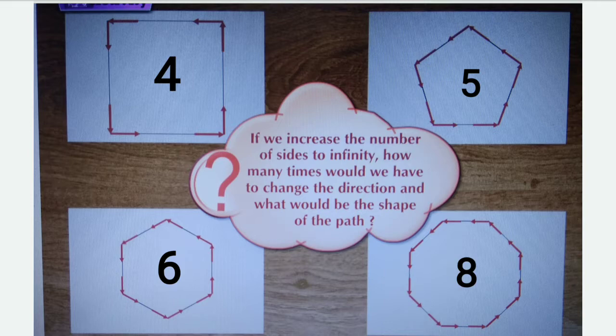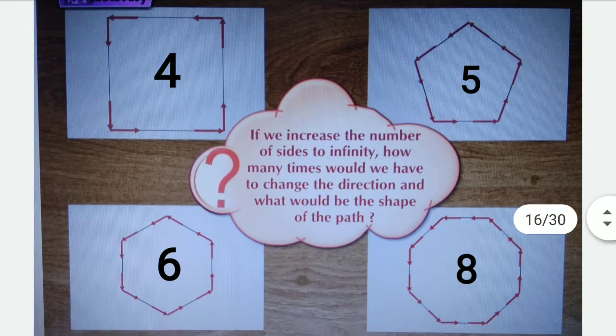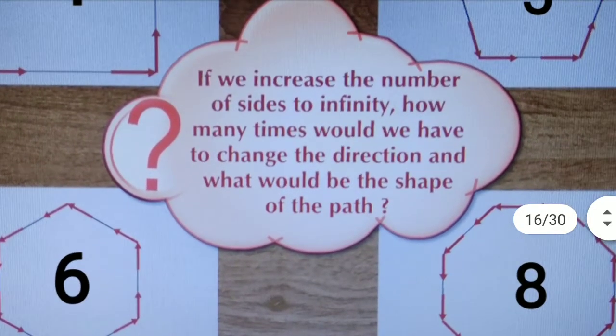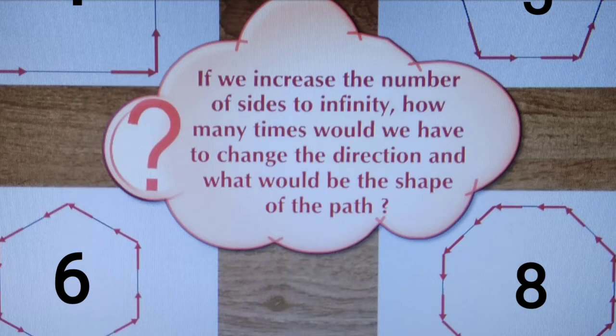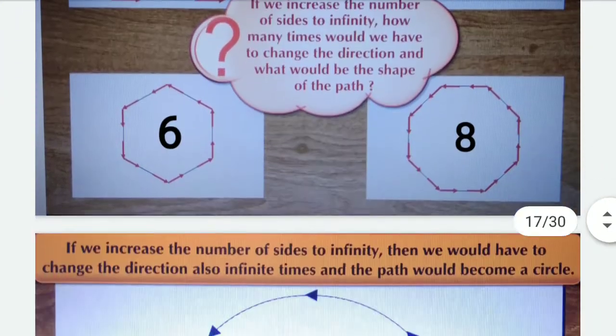If it is a hexagonal path, you have to change your direction 6 times. If it is an octagonal path, you have to change your direction 8 times. If we increase the number of sides to infinity, how many times would we have to change the direction, and what would be the shape of the path?